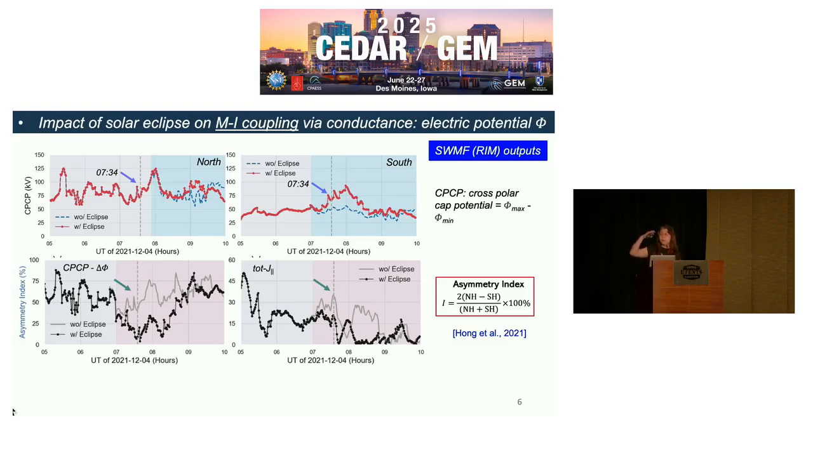the reduction of the conductance will make both hemispheres more symmetric. Because in the northern hemisphere it is winter, if you reduce the conductance in the southern hemisphere, then it becomes more similar. And also the total Joule heating, if you just look at the magnitude, the symmetry is also better. It's less asymmetric.